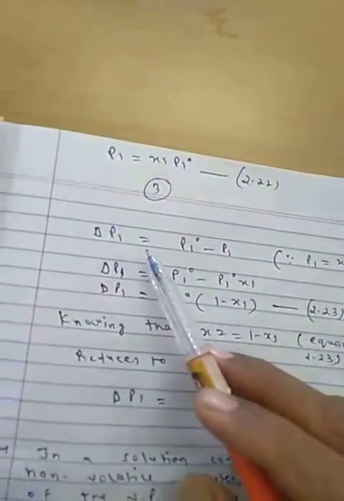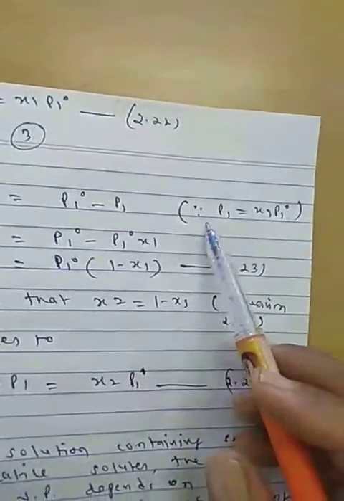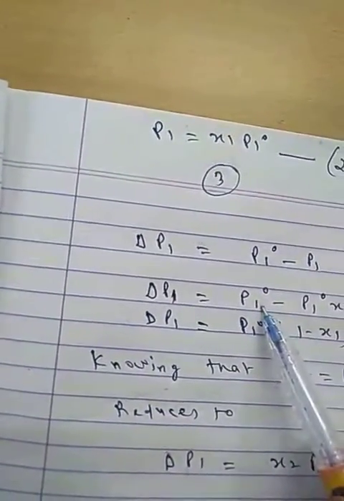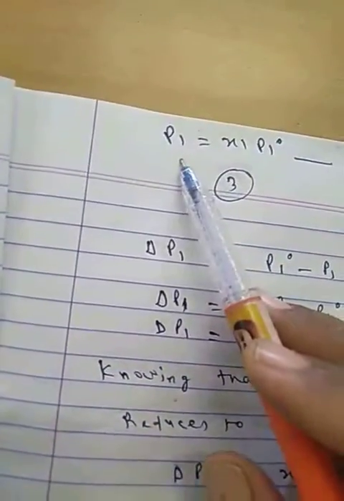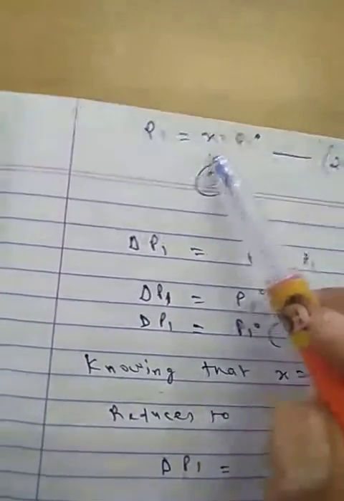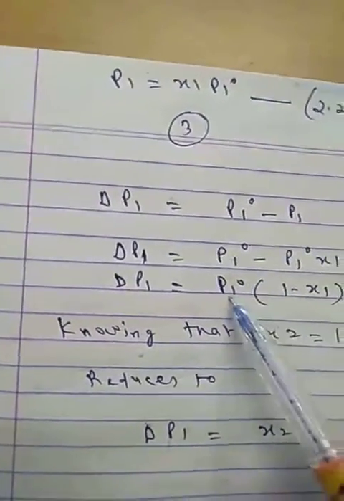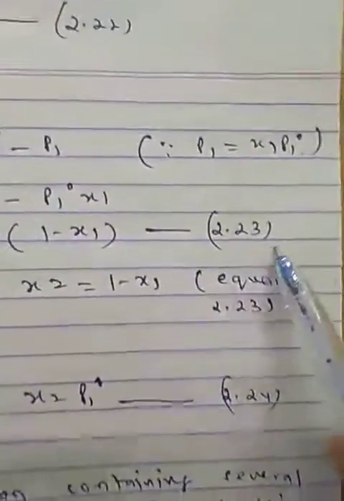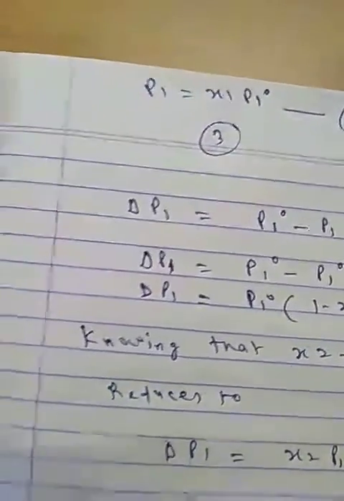Delta P1 is equal to P1° minus P1. Because P1 is equal to x1 P1°, putting the value of P1 from equation 2.22 here, delta P1 is equal to P1° minus x1 P1°. Taking P1° common, delta P1 is equal to P1° times (1 minus x1). This equation is 2.23.